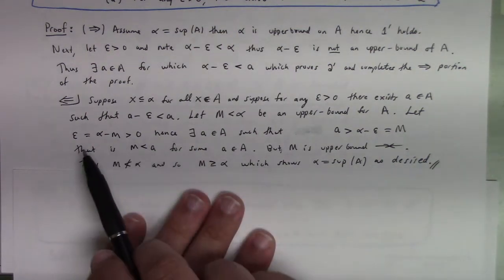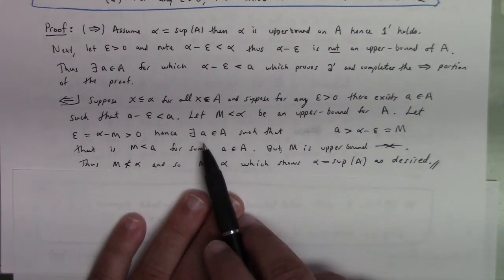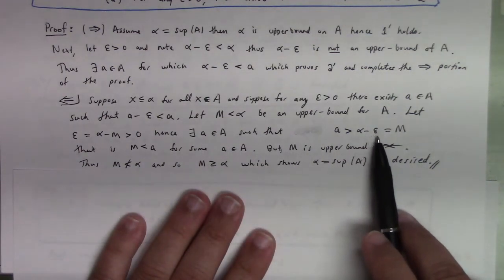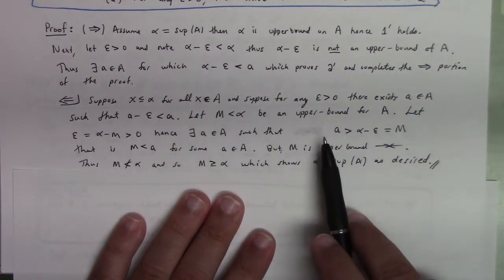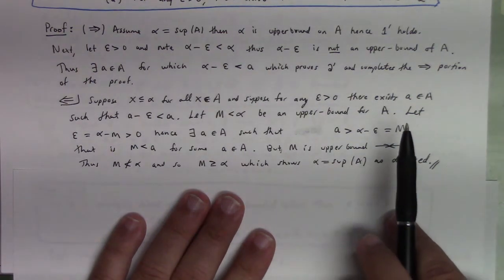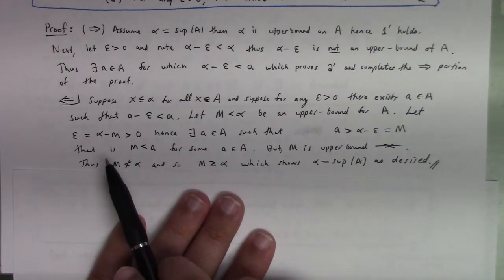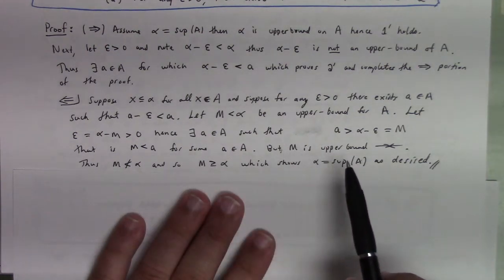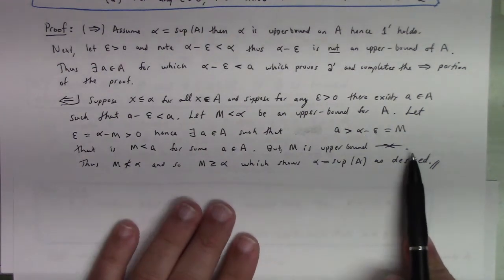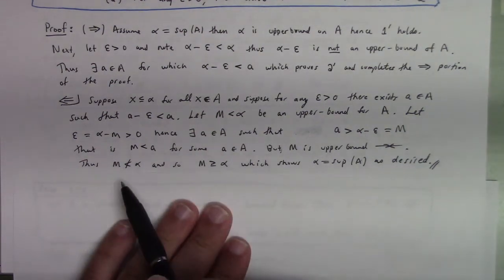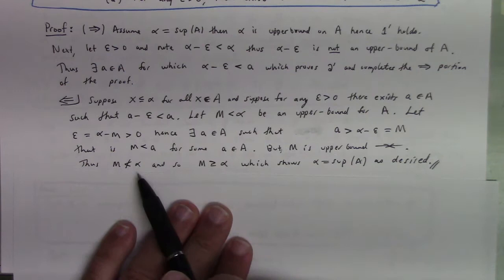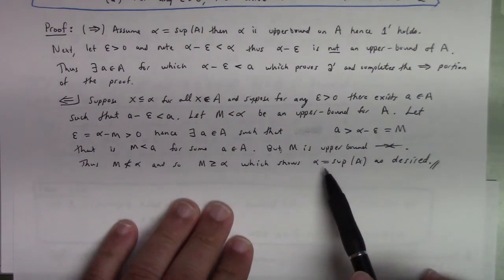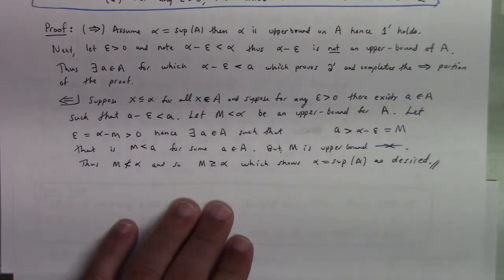And hence, epsilon being positive, there exists an a in A such that a is greater than alpha minus epsilon, which is equal to m, again because we're assuming that property 2' holds at the moment. That is to say that m is less than a for some a, but m is an upper bound, which is a contradiction. Woohoo! Thus, m is not less than or equal to alpha, and so m is greater than or equal to alpha, which shows that alpha is in fact the supremum of A, as desired.